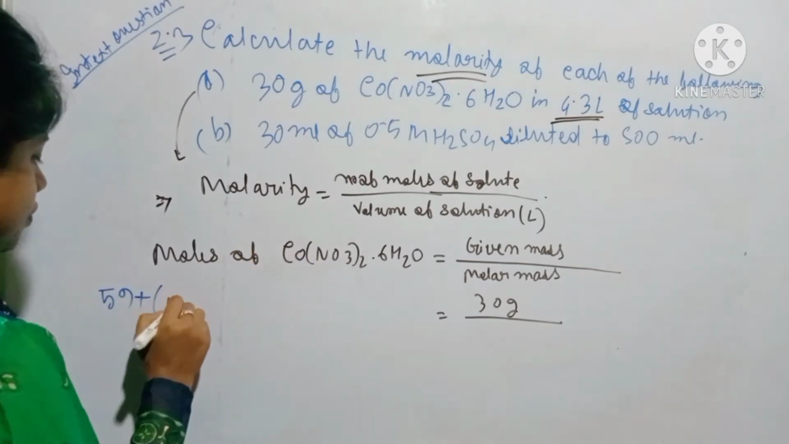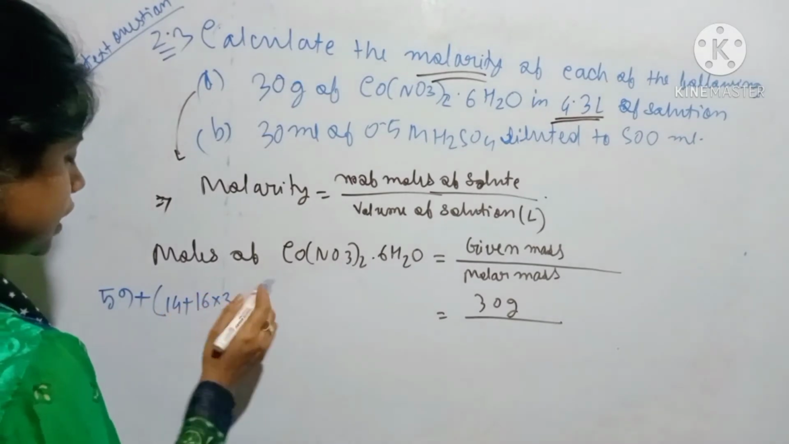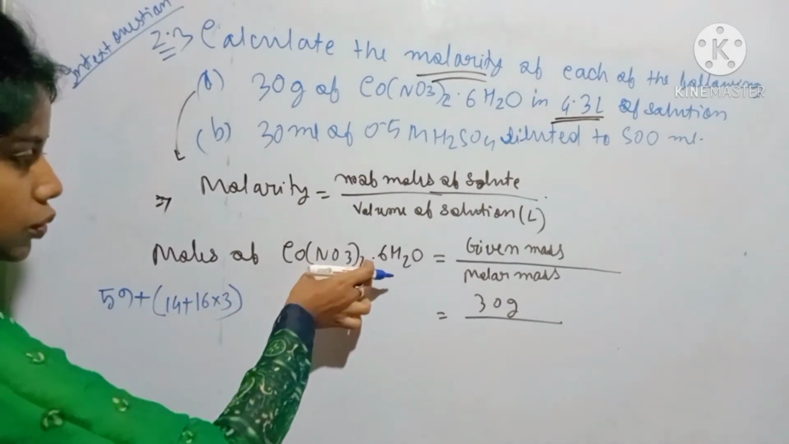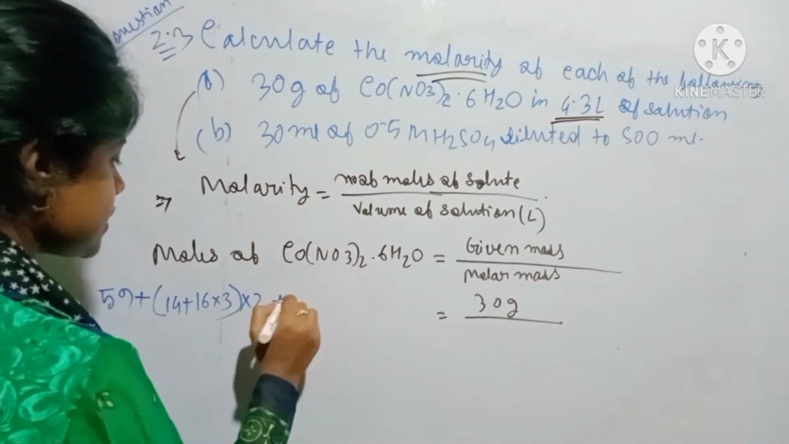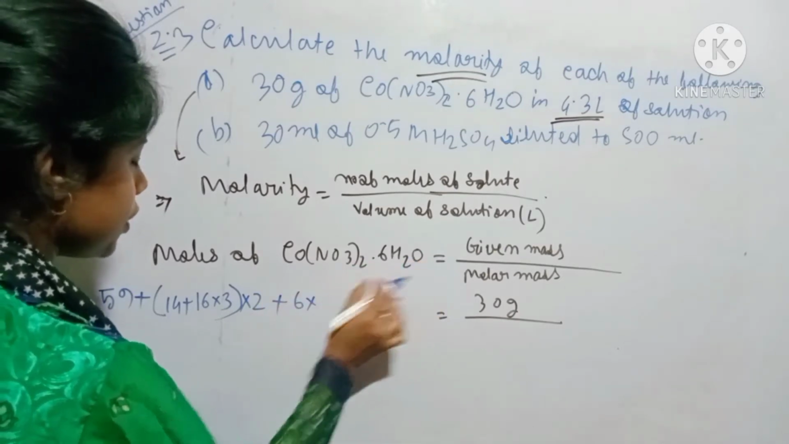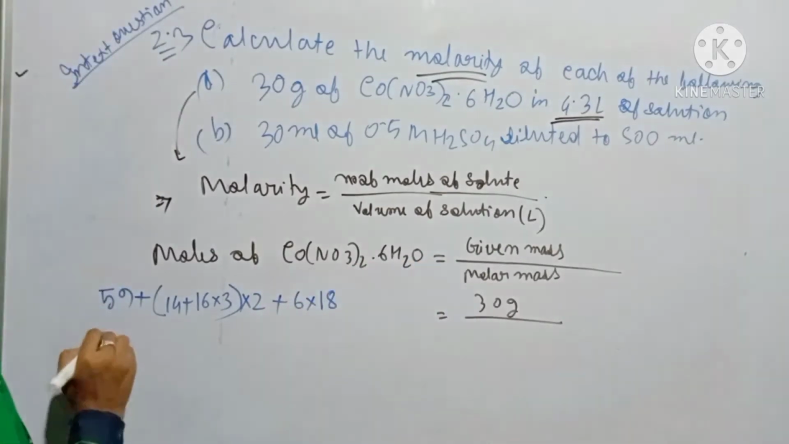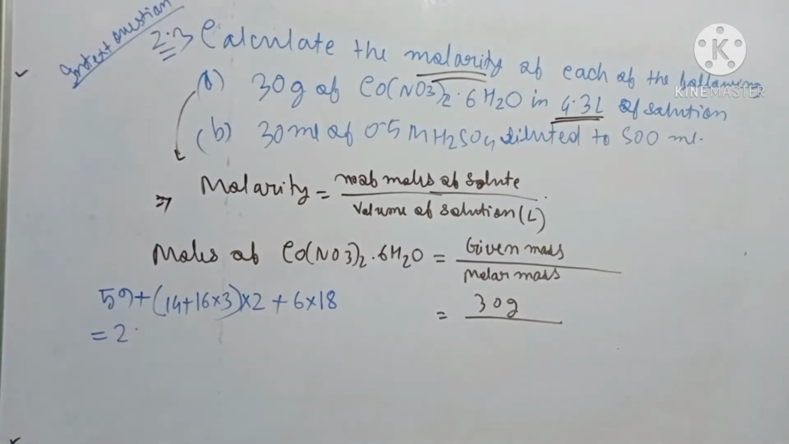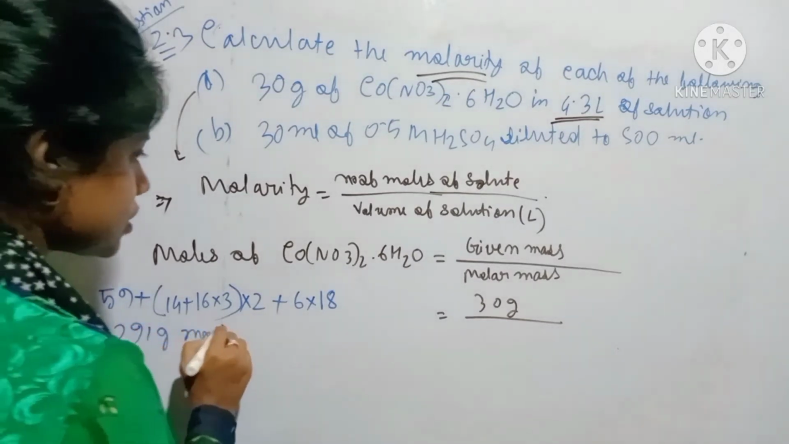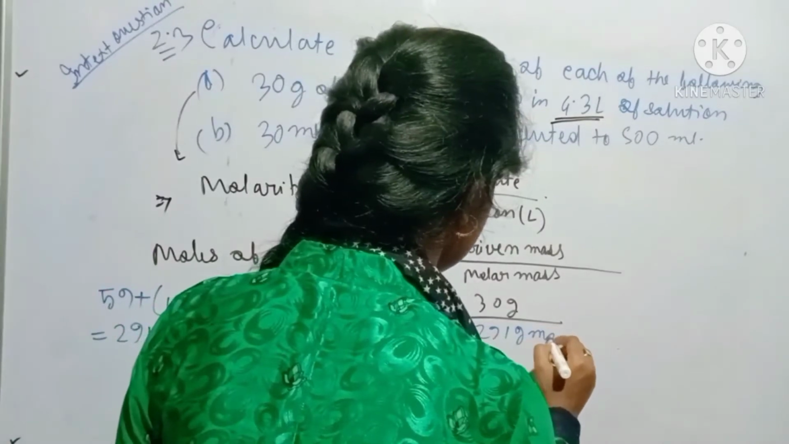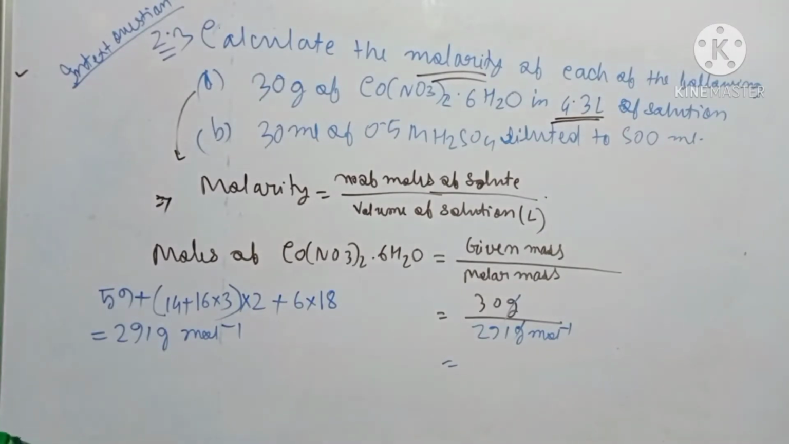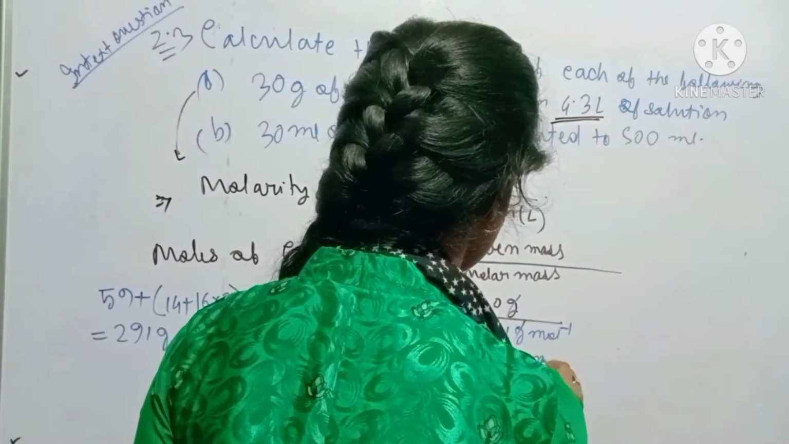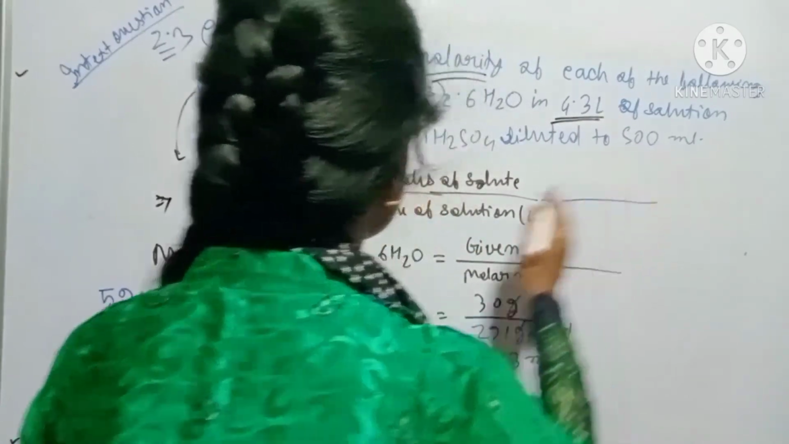And then for nitrogen it's 14, plus 16 into 3 for 3 oxygen, and there is a whole 2, so you have to keep this in bracket and then multiply by 2, plus 6 into, for H2O, its molar mass is 18. Okay, so if we calculate this, then its value is around 291 gram per mole inverse. If we calculate it, then we get the value 0.103 mole.